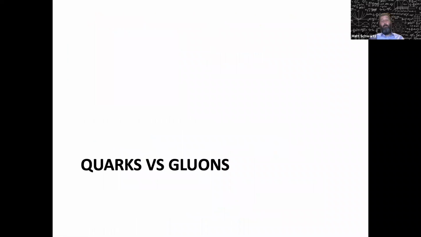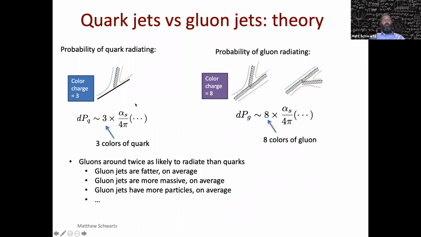Okay, so now let me come back to one of the examples I was talking about, quarks versus gluons. Let me start with a little bit of the theory from the traditional approach. The traditional approach would be: let me think about quarks and think about gluons. There are 3 colors of quarks, so there's a chance of radiating, and the color charge is basically 3. This is like electric charge, but for color. And a gluon is basically color charge 8. Just like something with more electric charge would radiate more photons, something with more color charge would radiate more gluons. The effect is that you have roughly twice as much chance of emitting a gluon.